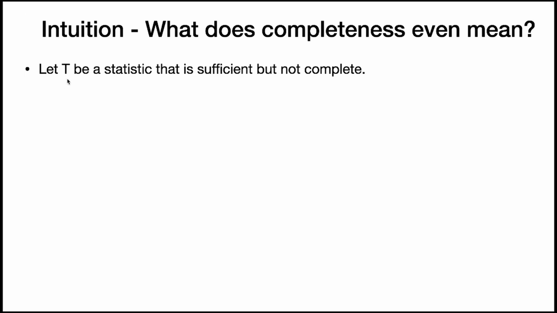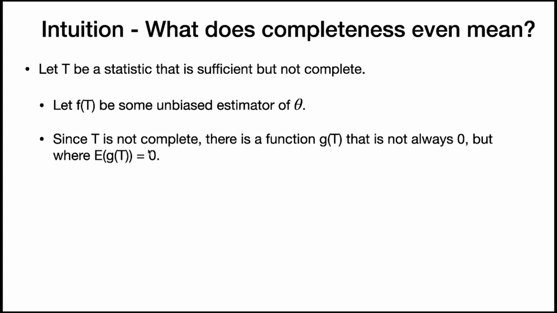So we've seen a lot of examples here, but what does completeness even mean? Right? So let t be a statistic that is sufficient but not complete, and let f of t be some unbiased estimator of theta. Right? So we want to estimate theta, and we want to use our sufficient statistic to estimate theta, right? So we have a function of our sufficient statistic that estimates theta in an unbiased way. Well, since t is not complete, there is a function, g of t, that isn't always 0, but where the expected value is 0.